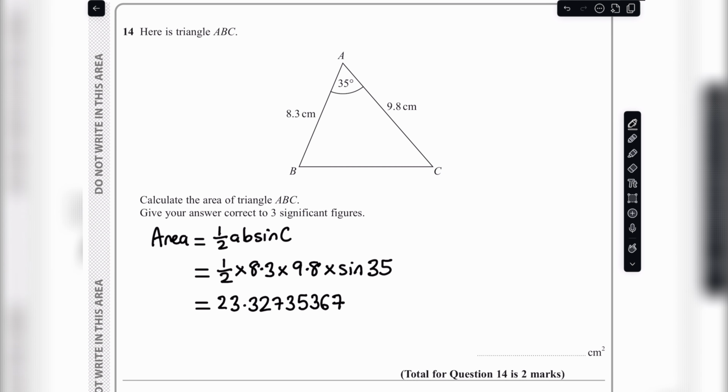And when we put all of these values into our calculator, we get this. And so in order to round our answer correct to 3 significant figures, we need to look at the 4th significant figure, which is 2, and given as it's less than 5, we can keep the number 3 the same, so our final answer is 23.3.